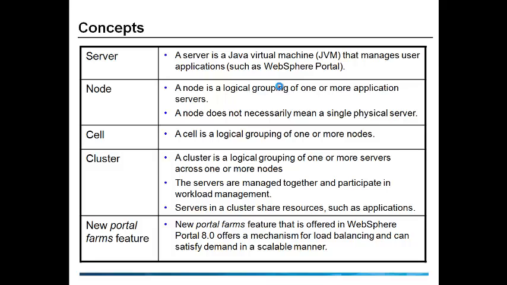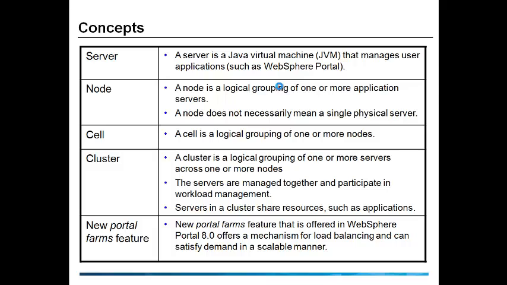A cell is a logical grouping of one or more nodes, and a cluster is a logical grouping of one or more servers across one or more nodes. The servers are managed together and participate in workload management. So what is the goal of a cluster? These servers can be managed together and participate in workload management. Servers in a cluster share resources such as applications.